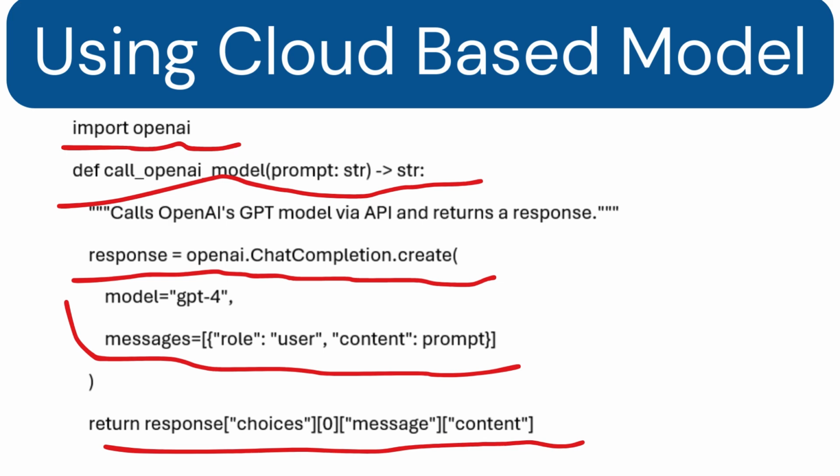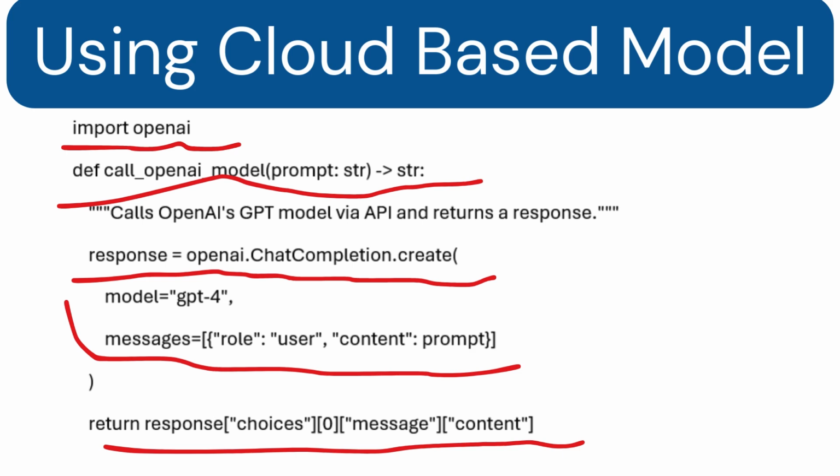So, when this function is called, it sends a prompt to OpenAI, gets the response, and returns it as a clean text output. For example, how this works in action. Let's say we call the function like this. Print, call_OpenAI_model, what are the benefits of AI? What happens? The function sends the text, what are the benefits of AI, to OpenAI's GPT-4 model.